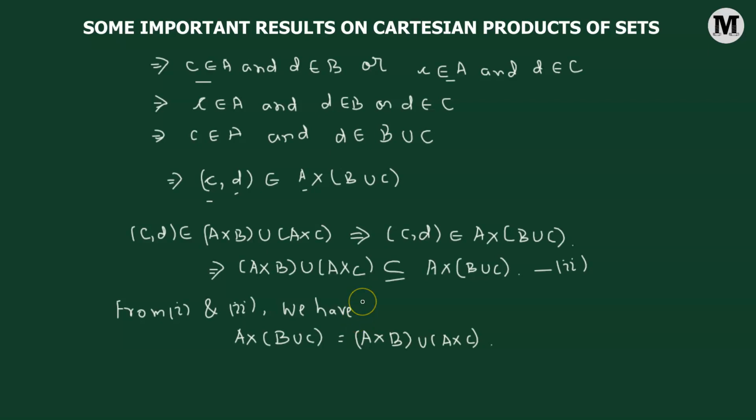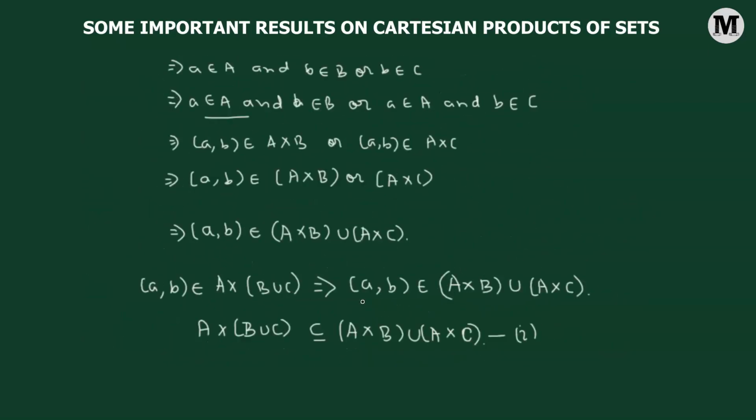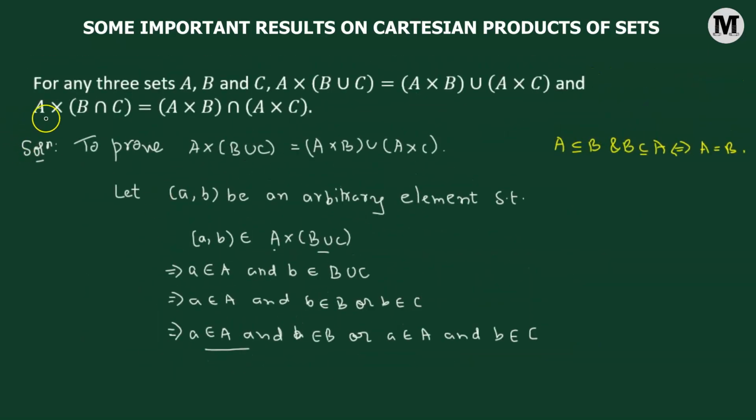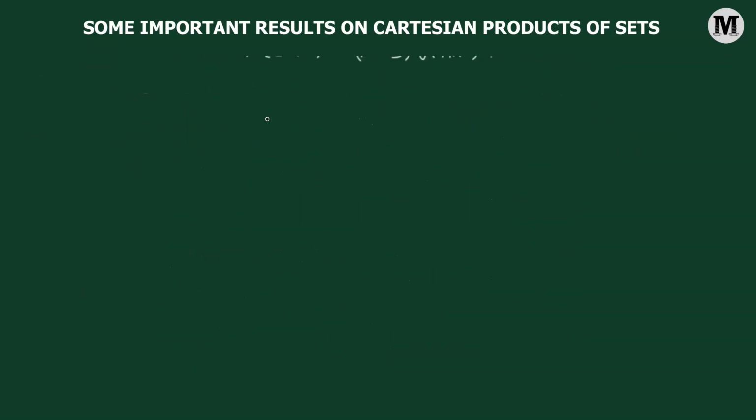Now using a similar approach, we can also show the other case where the Cartesian product of A with B intersection C is equal to the Cartesian product of A and B intersection with the Cartesian product of A and C. Fine. Okay, so let's do that. So we need to show that the Cartesian product of A and B intersection C is equal to the Cartesian product of A and B intersection with the Cartesian product of A and C.